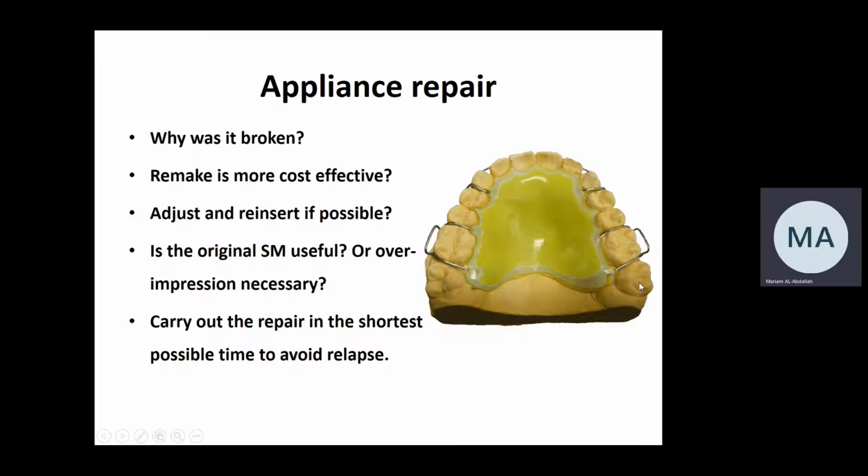If the original study model is there and it could be useful for repair, then I can place the appliance on the study model and send it to the lab for repair. Otherwise, I have to insert the appliance inside the patient's mouth, and I take an over impression with the alginate. So I take the impression and the whole appliance will come out with the impression, and I send it to the lab for repair.